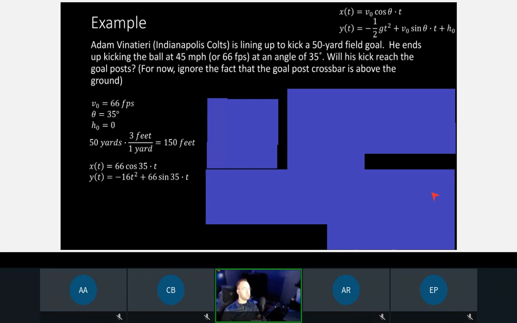Solve for t using x. So all of you are on the right track. You're missing one little piece. Emily, go for it. Take the mic.